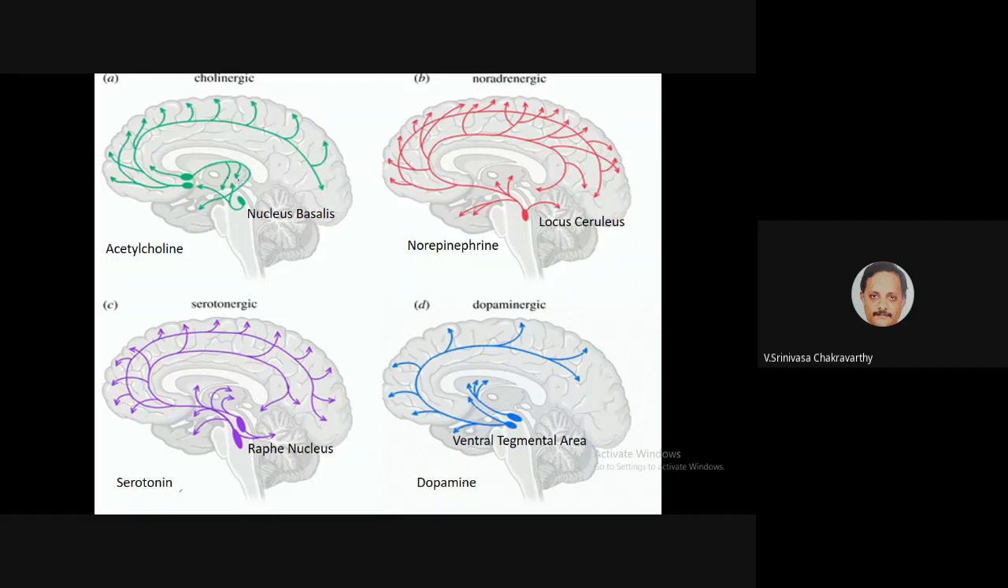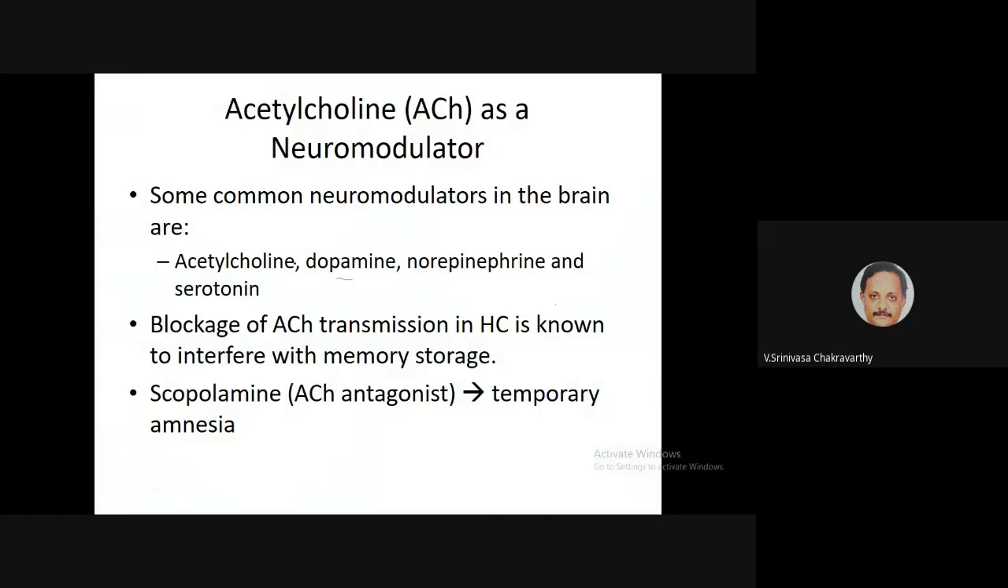Then dopamine, released by the ventral tegmental area, and I think there are several others. I don't remember all the names. Another one is SNC, substantia nigra pars compacta. VTA projects to lots of cortical targets. SNC projects to the basal ganglia. So these are the four neuromodulators. Acetylcholine is the one which has a very prominent role in hippocampal function.